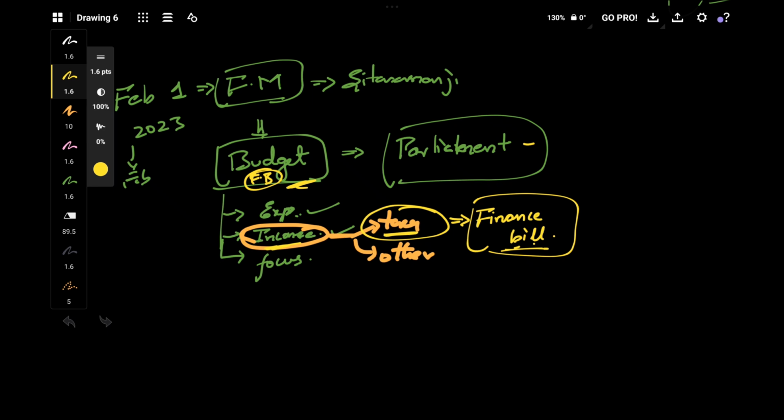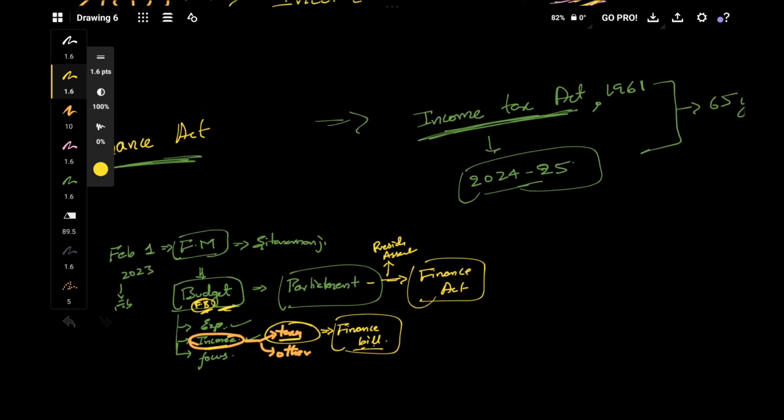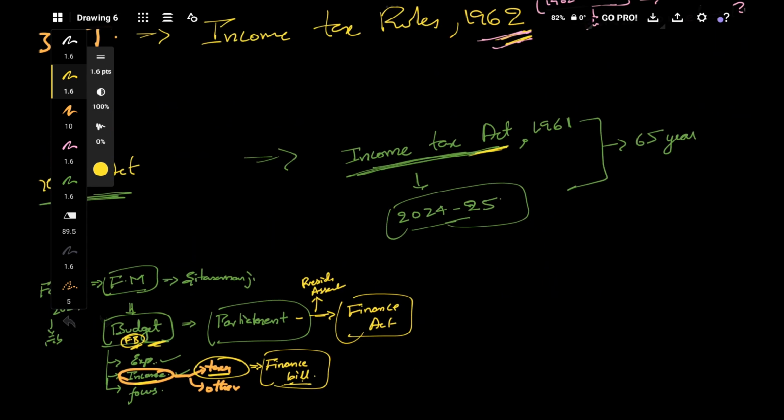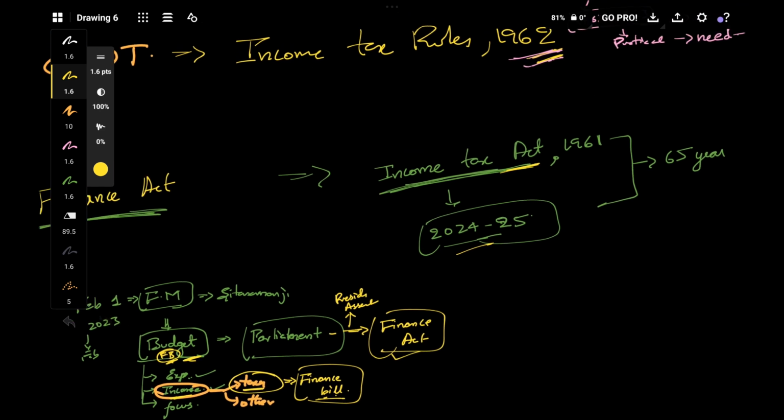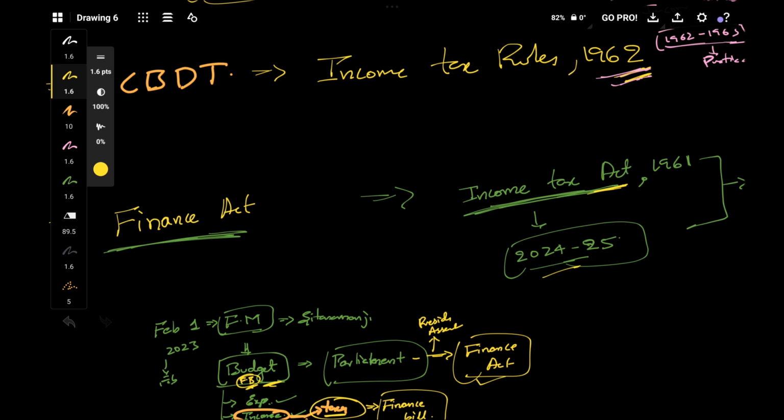In parliament they'll fight a lot for 1-2 months, and by the end of February or so they'll pass this budget. Then this finance bill will form as Finance Act. So yeah, obviously President assent will be there here. President assent, Finance Act. So every year they have to update the Income Tax Act. They'll update Income Tax Act through Finance Act.